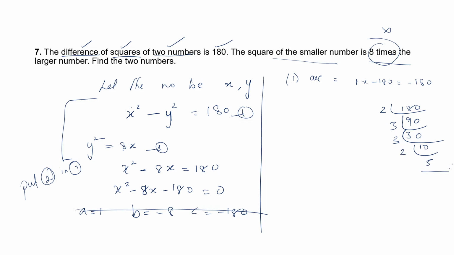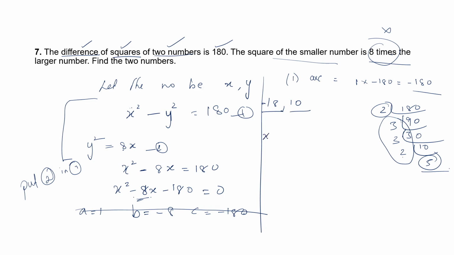And then you have to frame this in such a way that on adding you should get minus 8, and on multiplying you get minus 180. So which factors can we take? 15, 9, 18. Yes, this and this. So 18 and 10. Since we need minus 8, we can take minus 18 and 10.